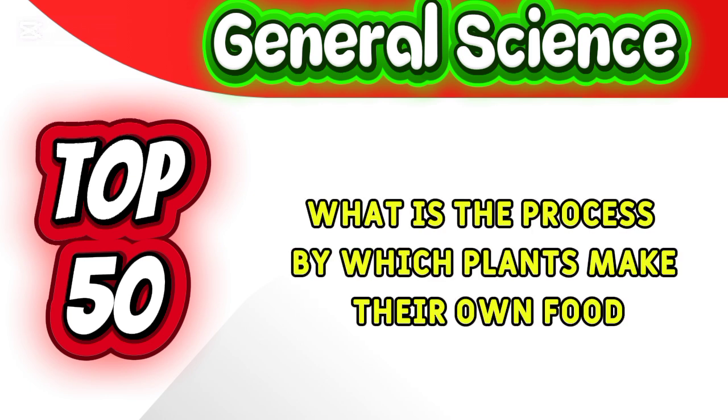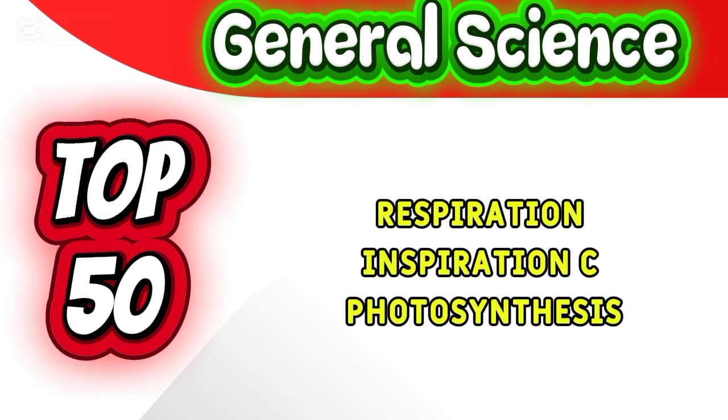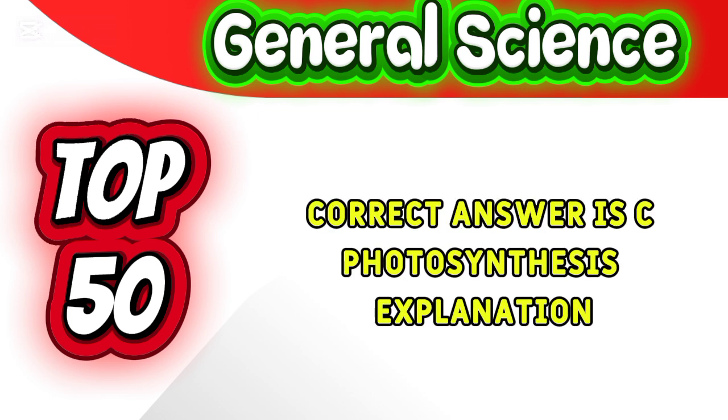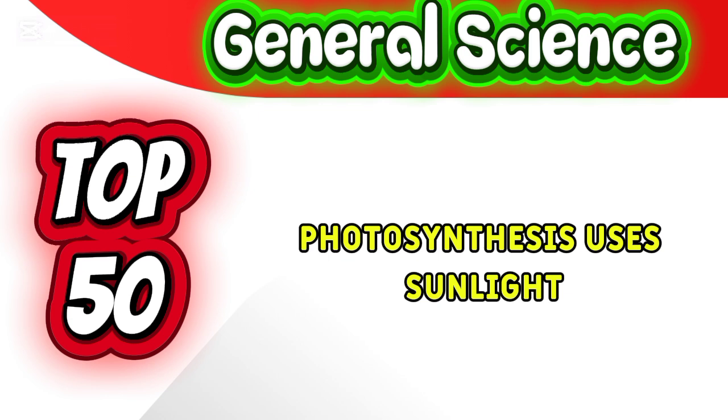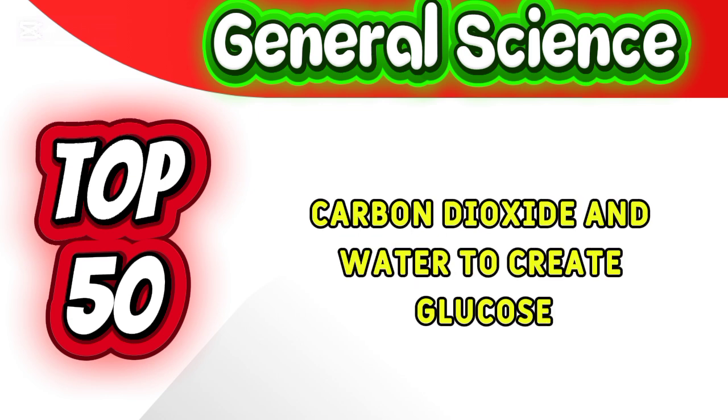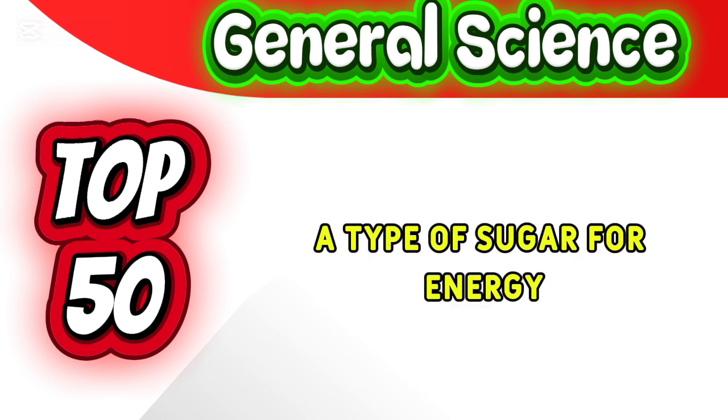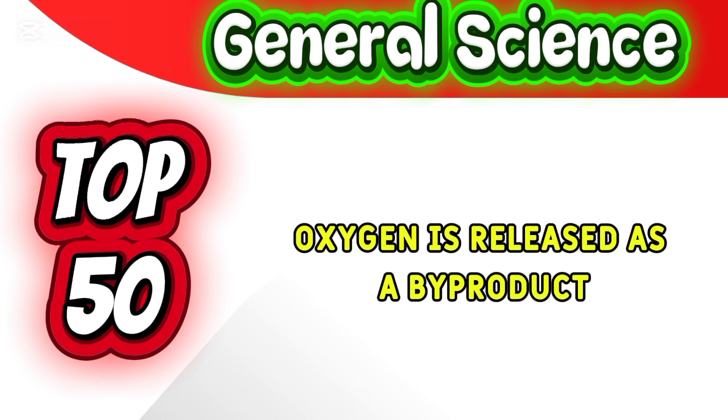9. Question: What is the process by which plants make their own food? Options: A. Respiration, B. Transpiration, C. Photosynthesis, D. Germination. Correct answer is C. Photosynthesis. Explanation: photosynthesis uses sunlight, carbon dioxide, and water to create glucose, a type of sugar, for energy. Oxygen is released as a byproduct.